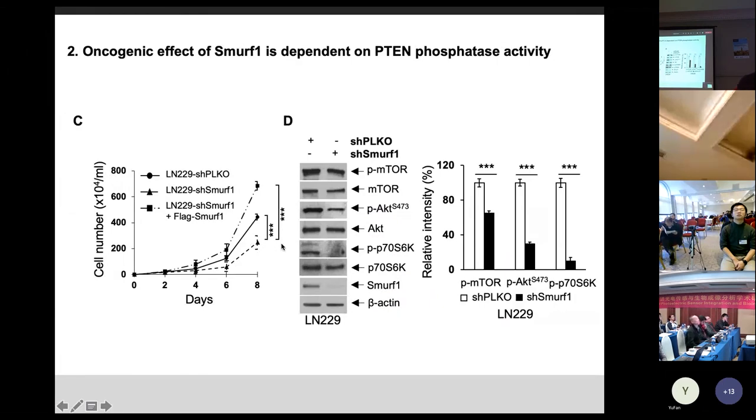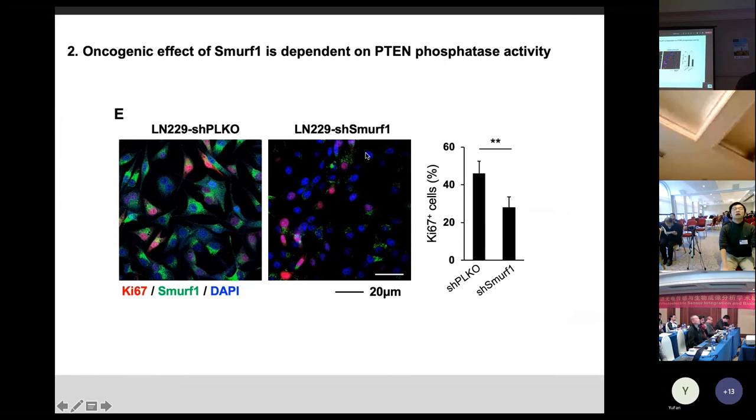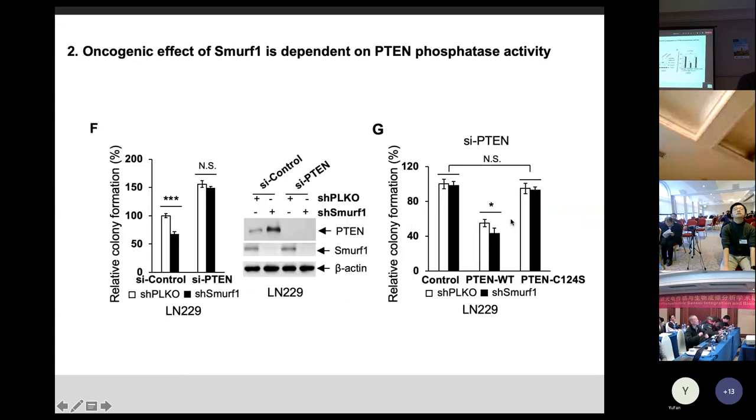It can also decrease the cells. And this is the cell proliferation. We can also see the decrease. That basically gives us an idea: targeting SMURF1 can protect the PTEN and give us a therapeutic effect.